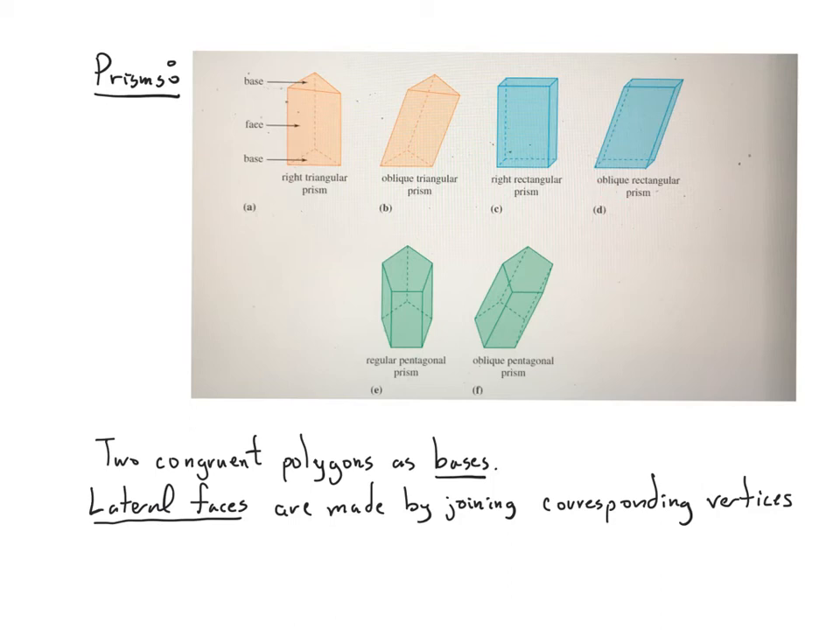And we can have regular prisms. That's when the bases are regular polygons. This is a regular pentagonal prism. And there are some nice relationships between, say, the number of faces and the number of edges and the number of vertices. And you can explore that in various exercises that you might have to do.